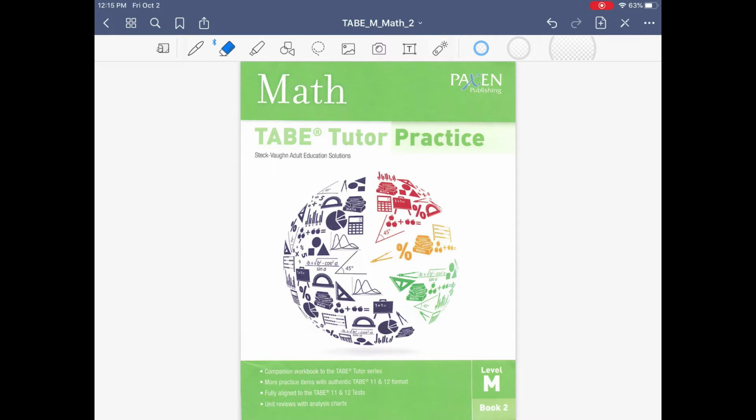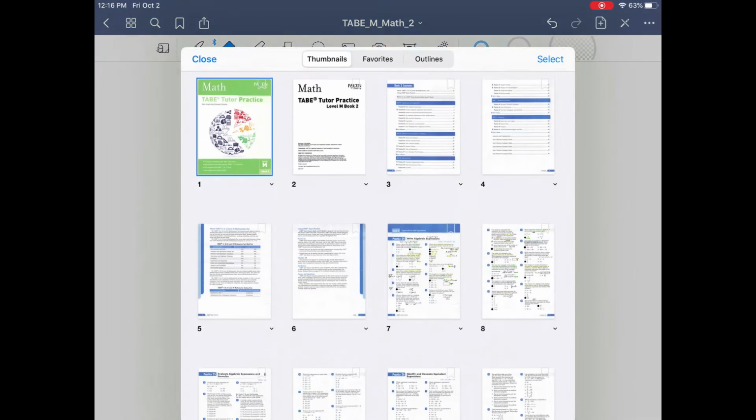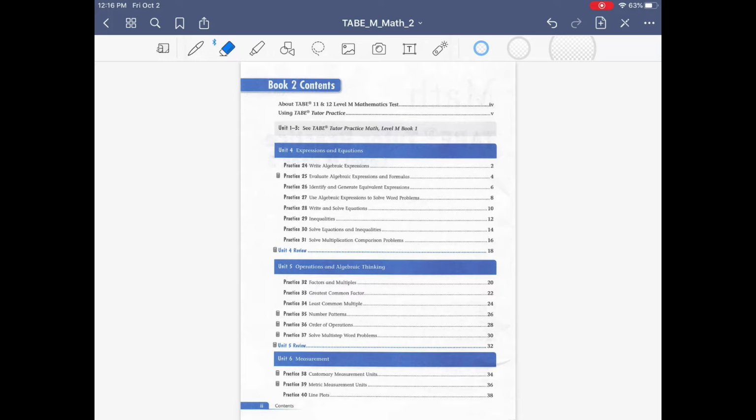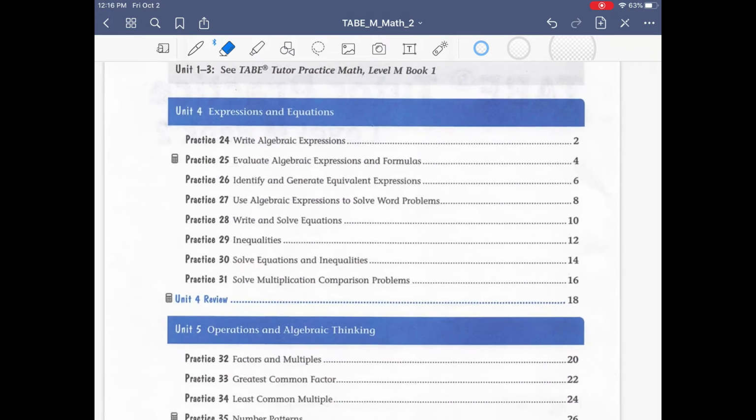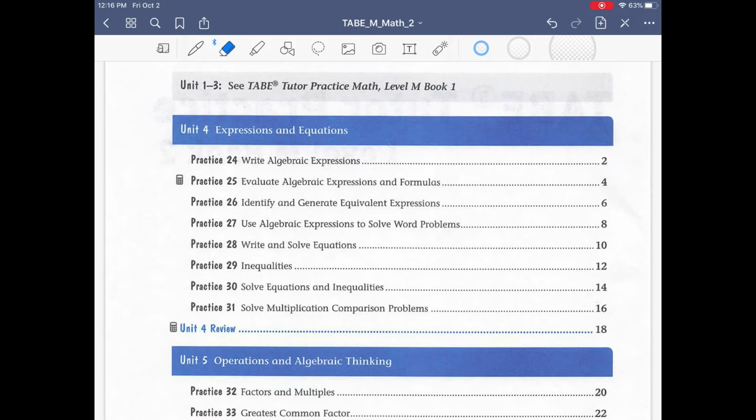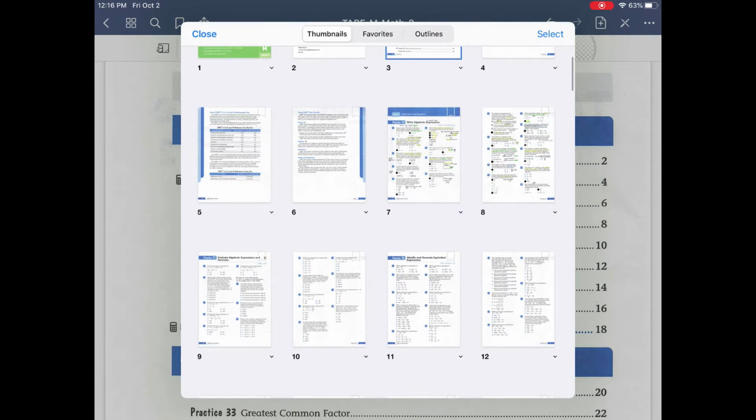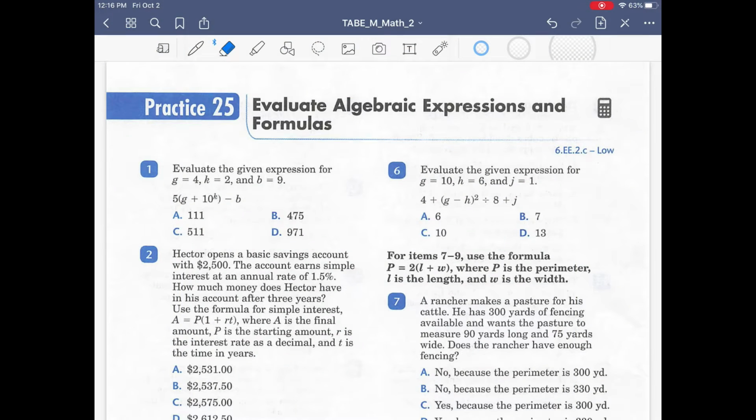In this video, we are looking at practice 25 on evaluating algebraic expressions and formulas. And the table of contents tells us that this starts on page 4. Also that we may use a calculator for this lesson. So let me turn over to page 4 and we'll take a look at number 1.